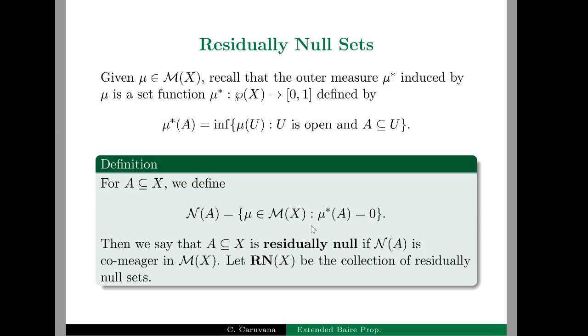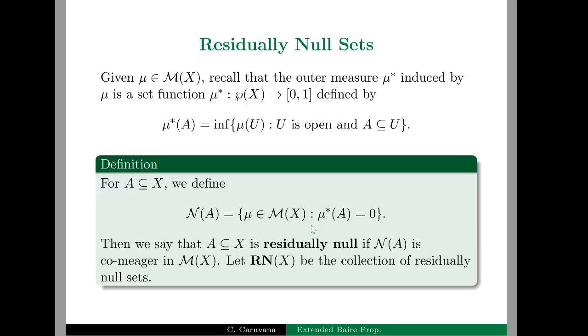Residual null sets are then what you may want them to be. The outer measure is just the infimum over the measures of the open sets containing your set, the usual outer measure. The measure space itself is a Polish space, so again I'm talking about category. For any set A, I look at what I call the annihilator N of A, to be all of the Borel probability measures which give it outer measure 0.